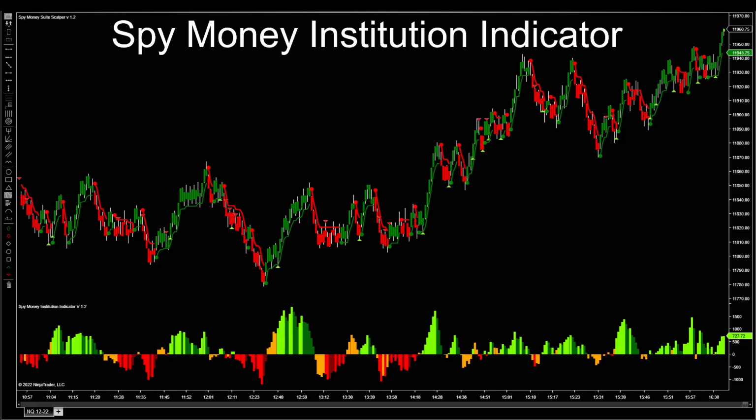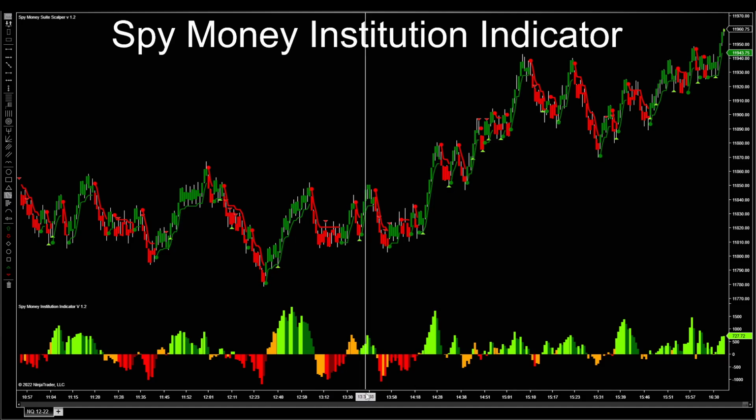Have you ever caught yourself in a situation where you really wanted to know when the institutions are buying and selling? And if you knew that, you thought, well, if I'd known that the institutions were coming in at that point, then I could go ahead and jump in and ride the coattails of them.